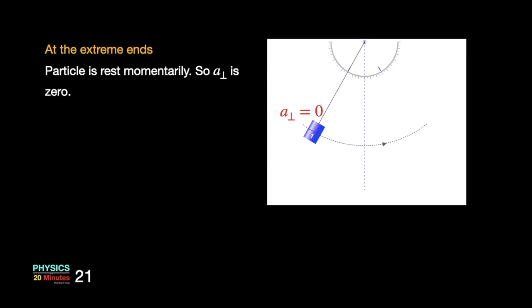What will happen if the pendulum reaches its extreme position? At the extreme end, the pendulum comes to rest momentarily and it's no longer changing its direction. Since its direction is not changing, A perpendicular will turn out to be 0. However, simultaneously, its velocity reverses its direction. Therefore, it should have a huge tangential component of acceleration. In fact, that tangential component of acceleration is maximum at the extreme end.